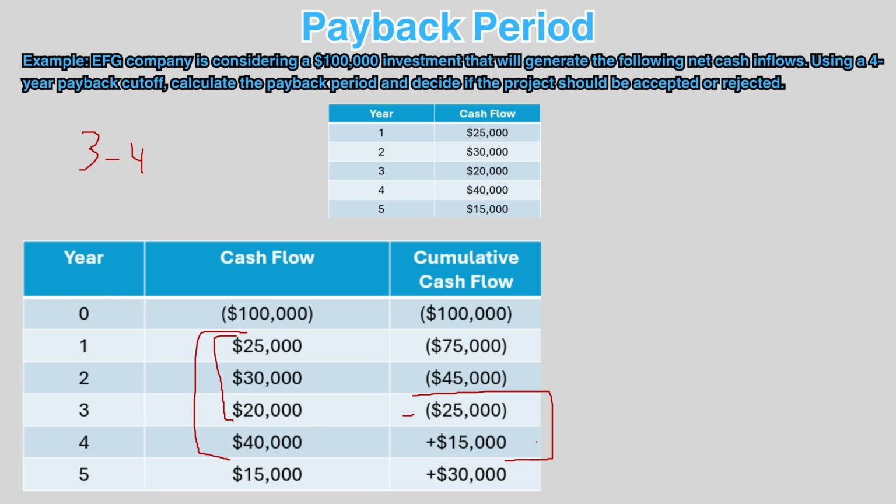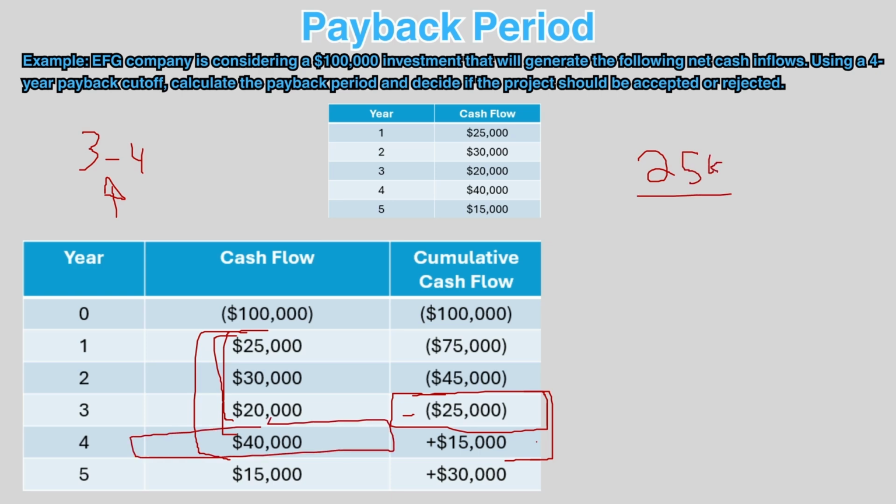But how do we calculate the exact amount of time? We know it's going to be 3 point something because it's between these 2 years, but we don't know exactly when. So how we do that is we take this $25,000, again, that's the $25,000 we were shy of recouping our full $100,000, because again, we recouped $75,000 over the first 3 years, so we were $25,000 shy. So we take that $25K and we divide it by our total cash inflow in year 4, which is the $40K. And that will calculate the proportion of time between those 2 years it took us to reach $100,000. And when you solve that, it equals 0.625.